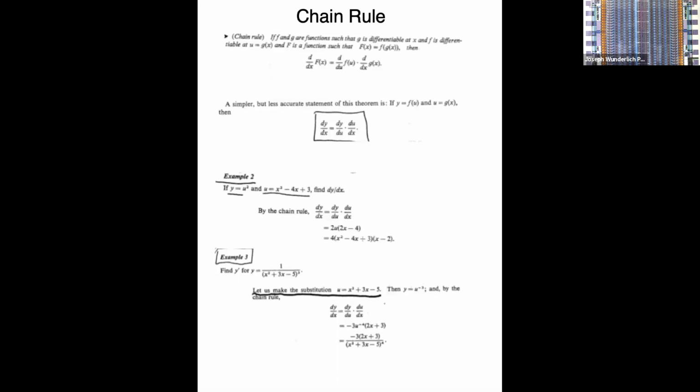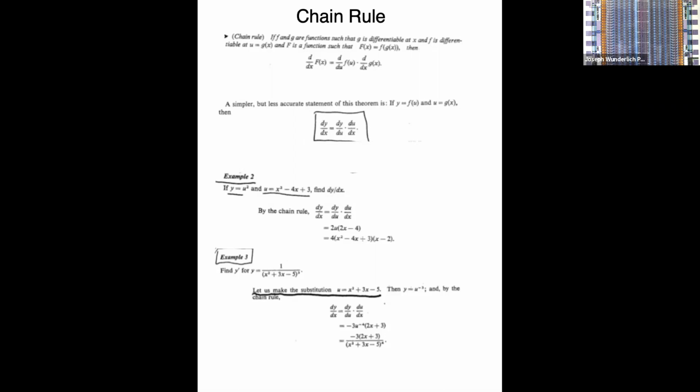Now the chain rule says if I have a function y equals f of u, where u is a function of x, in this case g of x, then this is the way it looks. So the derivative of y with respect to x equals the derivative of y with respect to u times the derivative of u with respect to x.